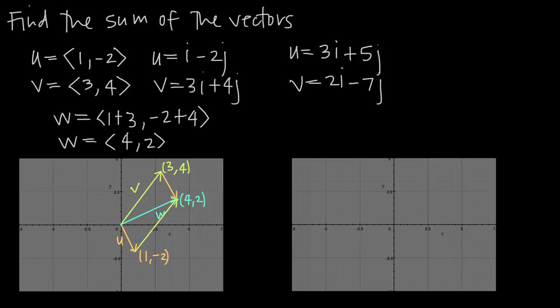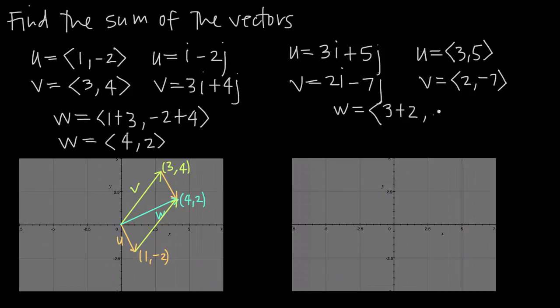So let's do a second example here. In this case, we have u is 3i plus 5j, and v is 2i minus 7j. So keep in mind that this is the exact same thing as u equals 3, 5, and v equals 2, negative 7. So if we want to add them together, we're just going to get w is equal to 3 plus 2, comma, 5 plus negative 7, or 5 minus 7. So then we would get w is equal to 5, comma, negative 2.